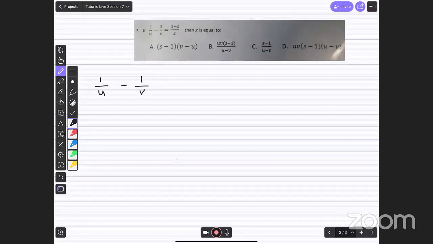UV, I mean 1 over UV. Oh, no. Yeah, it'd be v minus u over uv. Why is that? Because if you divide out, then it becomes 1 over u, and you divide out by there, the u's cancel and it becomes 1 over v.